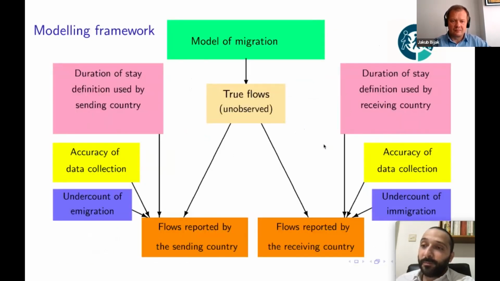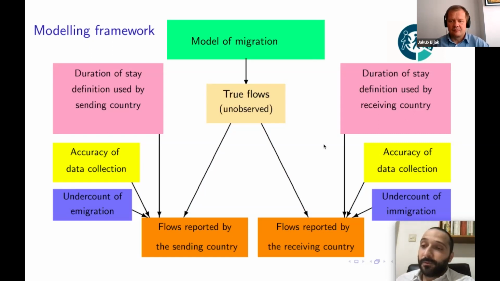We do this using a Bayesian hierarchical model. This model is an extension of the model developed in the IMEM project. To give you the general idea of the model, I use a graphical representation. We assume that the true unobserved flows follow a model of migration, which relates the flow to drivers of migration, including economic, demographic, and geographic explanatory variables. The observed flows reported by the sending and receiving countries are assumed to be perturbed versions of these true flows. This perturbation is a result of bias and variance-inducing factors.